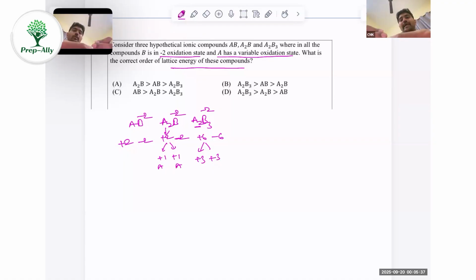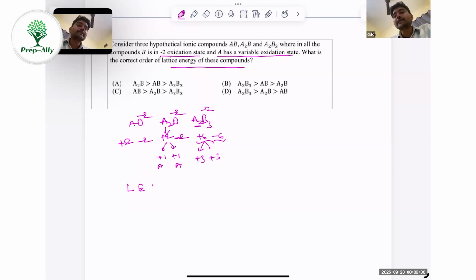Whenever charges are more, attractions are more between cation and anion. So the magnitude of charges present on cation and anion plays a very crucial role for lattice energy. Whenever the charge is more, lattice energy is more. Which compound has the highest magnitude of charge? Lattice energy is directly proportional to the magnitude of the charge. So A2B3 is having the highest, then AB, since +2 and -2.